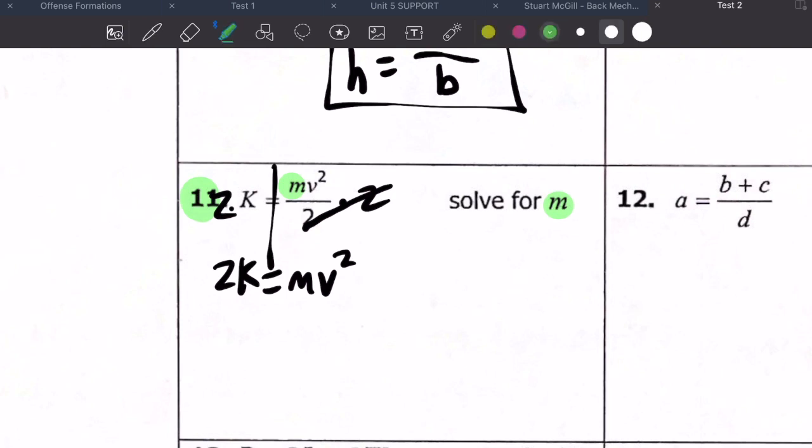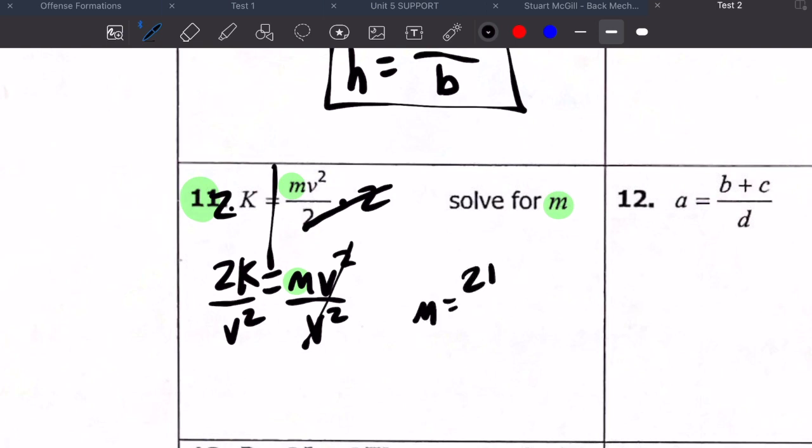Last step, I'm trying to get M all by itself. That's M times V squared. So if I just divide by V squared, then those V squareds will go away, and I'll be left with M is equal to 2K divided by V squared.